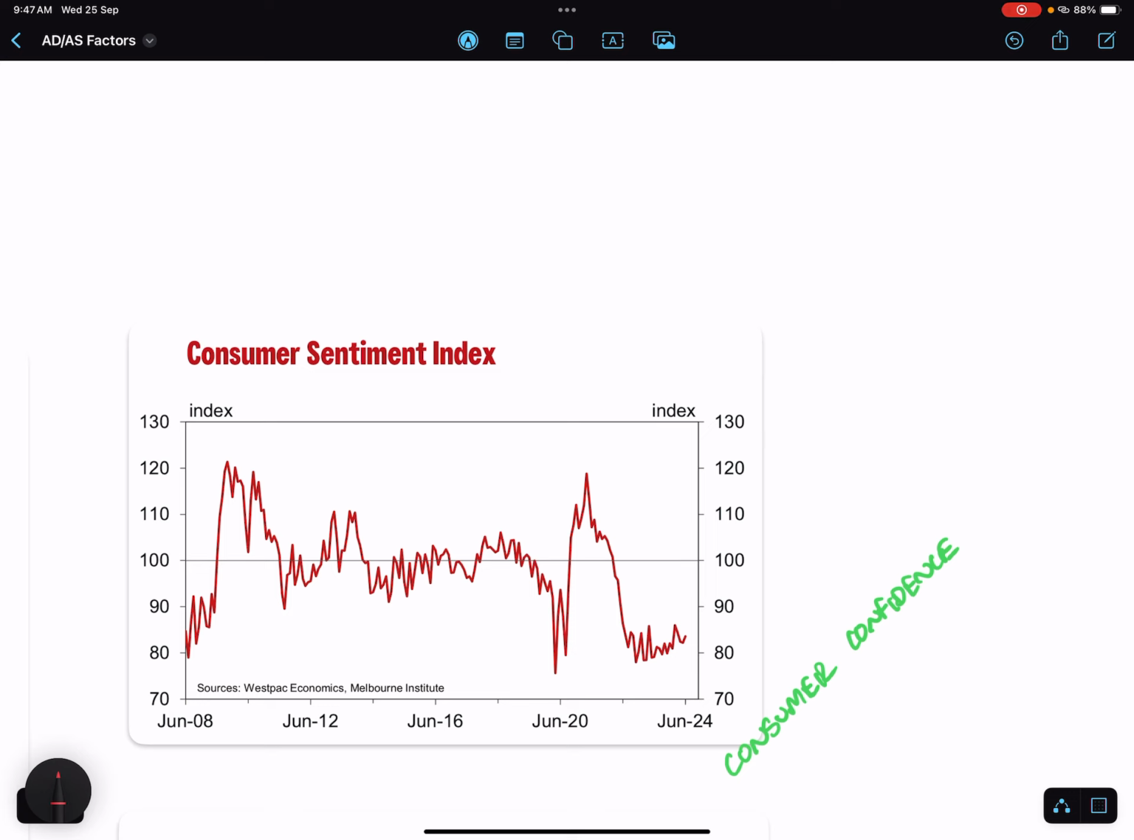AD factor number 1 is consumer sentiment. Now, having a look over the past 12 months or so, you can see that although it's made a slight recovery, it's still very low. So basically, we've got low levels of consumer confidence, so a decrease in consumer confidence, which if we try and funnel that through our aggregate demand equation, leads to a decrease in C, leads to a decrease in aggregate demand.